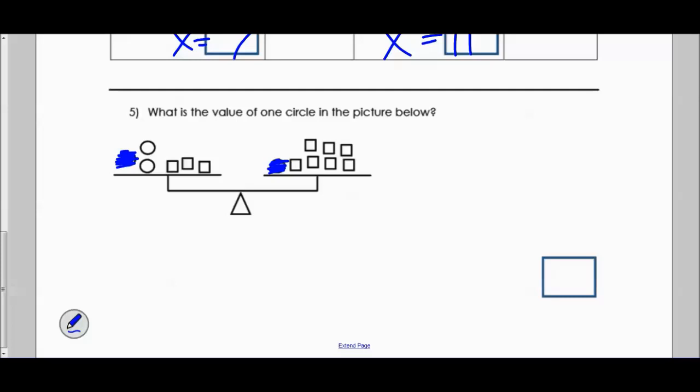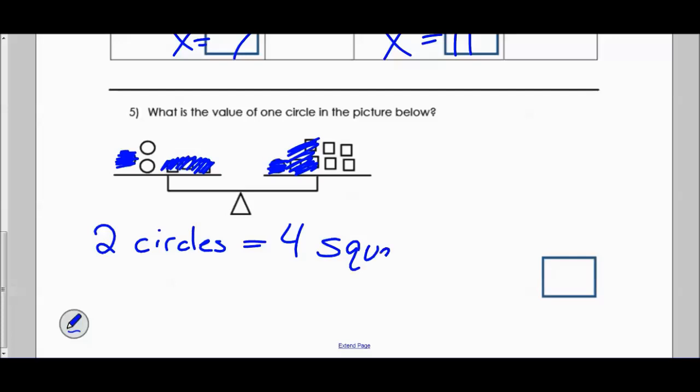That's the whole idea of an equation. If you do something to one side, you have to do it to the other to keep this whole thing balanced. So we take off one circle from each. We can take off these 3 squares from both sides. And that tells us that 2 circles equals 4 squares. So the value of one circle is really 2 squares. One circle equals 2 squares.